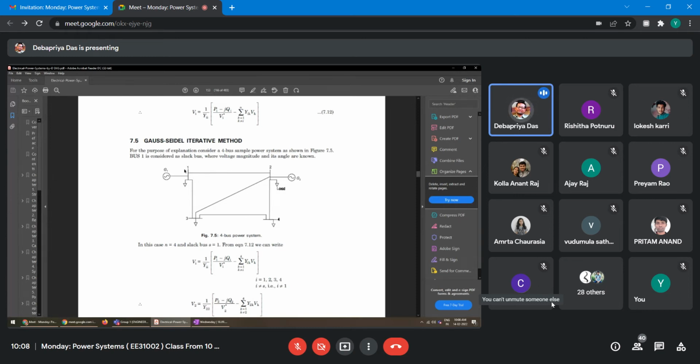In this case, bus 1 you assume is a slack bus. Slack bus means here voltage magnitude and phase angle, these two quantities, are known. But how much power is coming from this generator is unknown. That will be found after the load flow studies, because this bus will take care of the losses in the system.